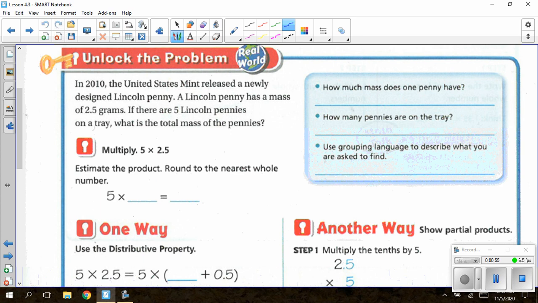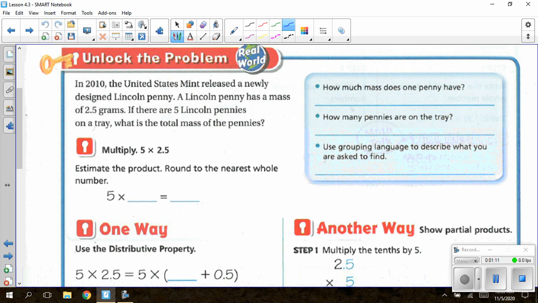United States Mint released a newly designed Lincoln penny. A Lincoln penny has a mass of 2 5/10 grams. If there are 5 Lincoln pennies on a tray, what is the total mass of the pennies?